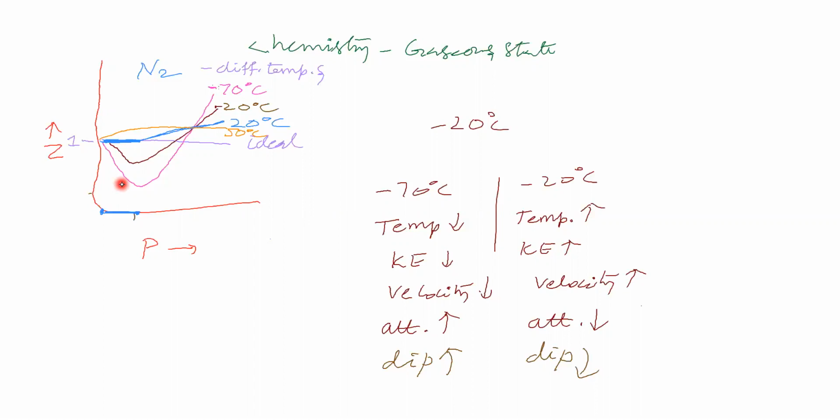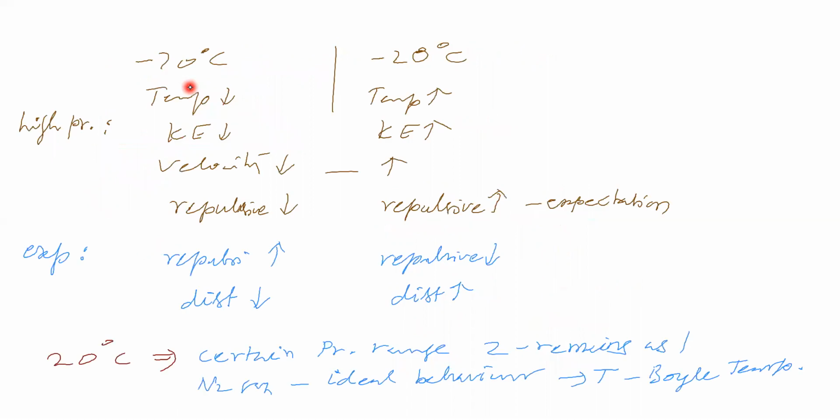Now we will consider the higher pressure range. At the higher pressure range, we will take only positive deviation. What happens to the magnitude of positive deviation on increasing the temperature? What is our expectation? That point we will see.